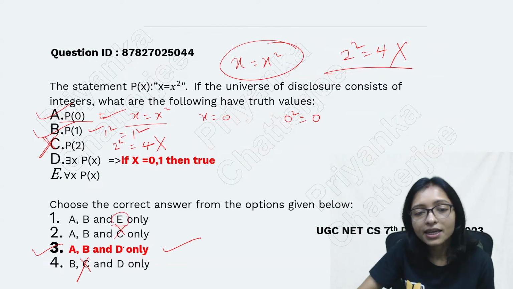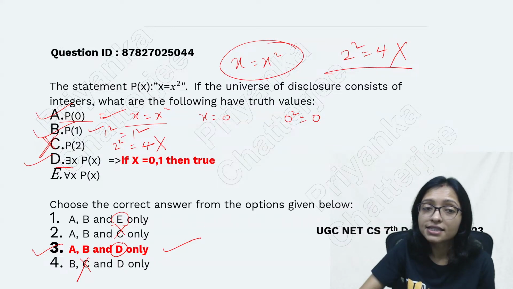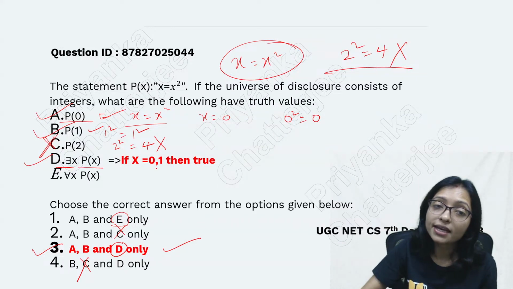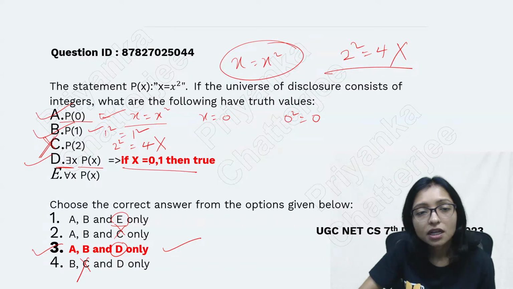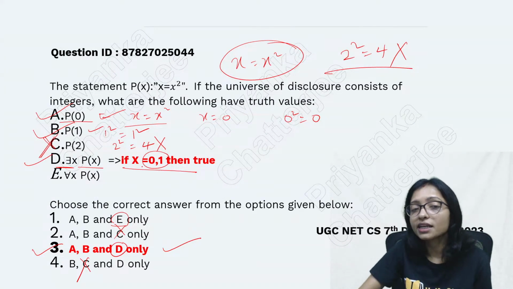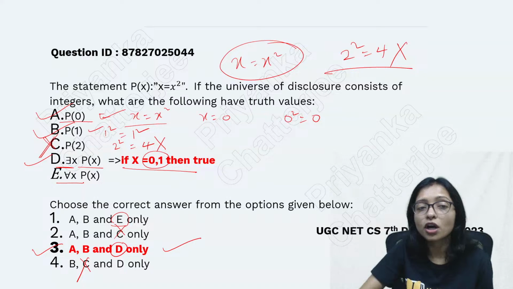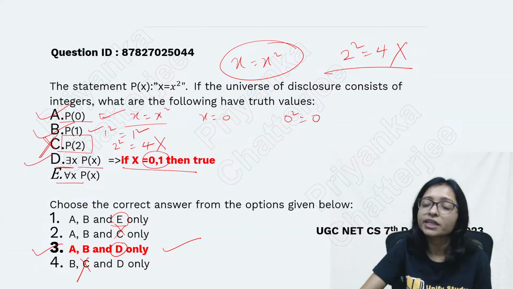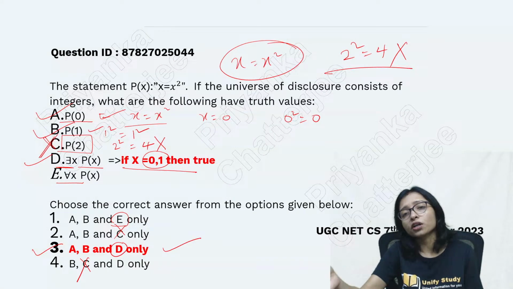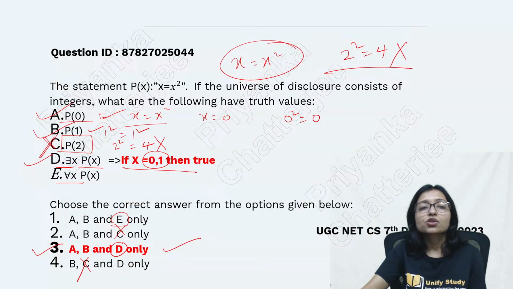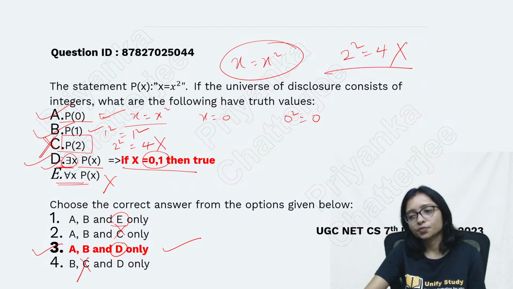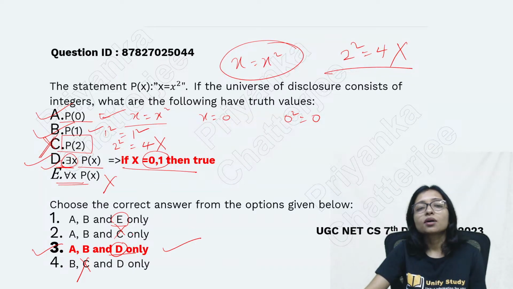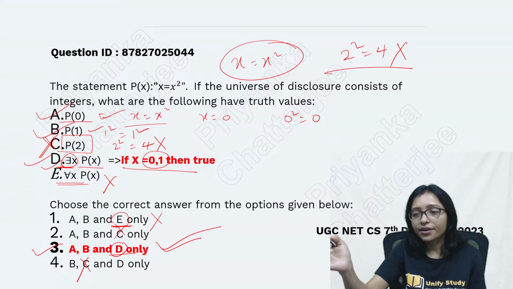A, B, E and D, out of this you need to check. D is correct because there exists x, Px. For some x it is correct. Means for 0 and 1 I am getting it is correct. But for all x it is not correct because just now we got for 2 it is not correct. 3 also it will be not correct. 4 also it will be not correct. So for all it is not true, but for some it is true. That's why D is true, but E is not true. Right?